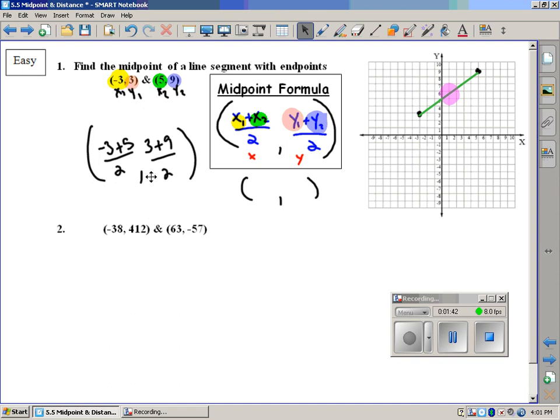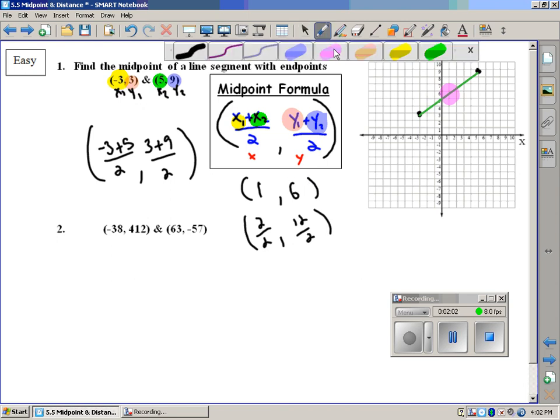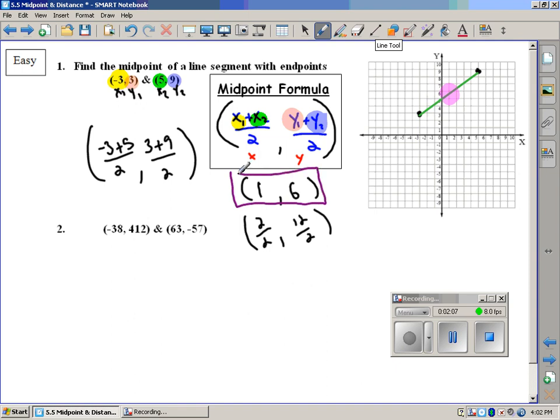So what does that give us? Negative 3 plus 5 is 2 divided by 2, and 3 plus 9 is 12 divided by 2. 2 over 2 is the same thing as 1. 12 over 2 is the same thing as 6. So I think that's my answer. I think I have as my final answer the midpoint is 1, 6. And I'll check. Go over 1 and up 6. Sure enough, that's my midpoint.